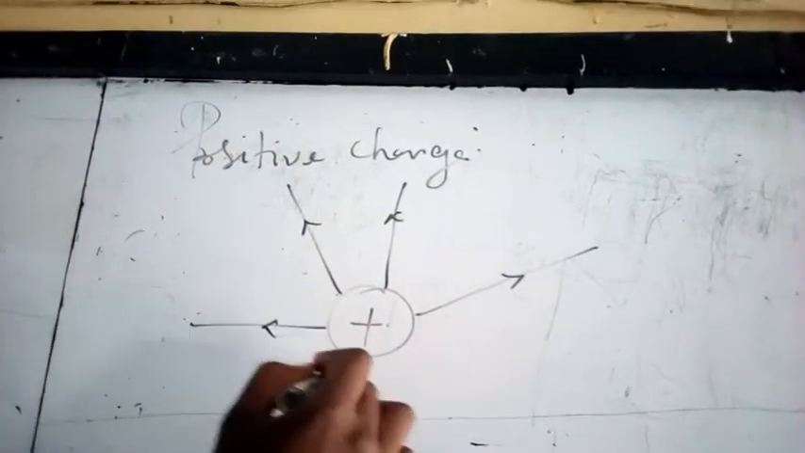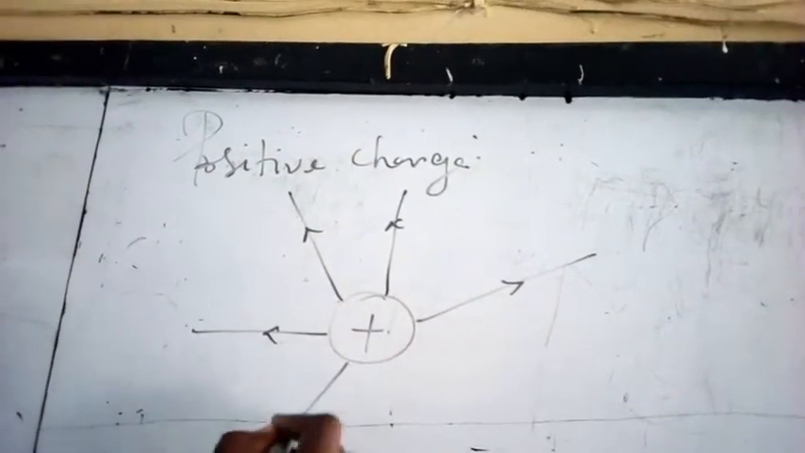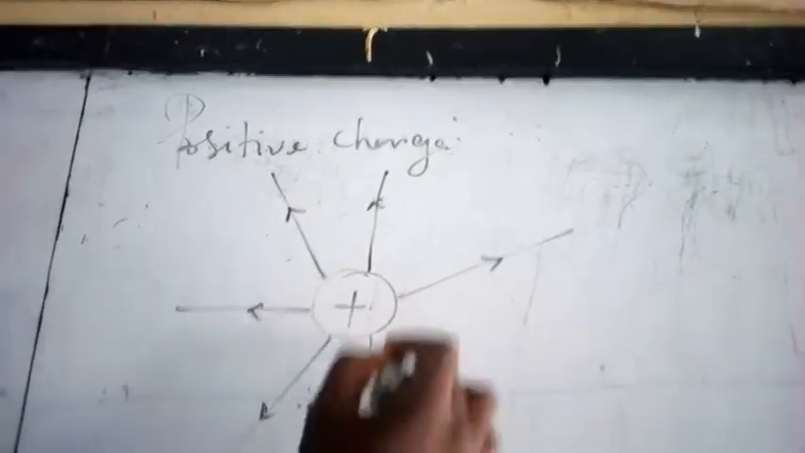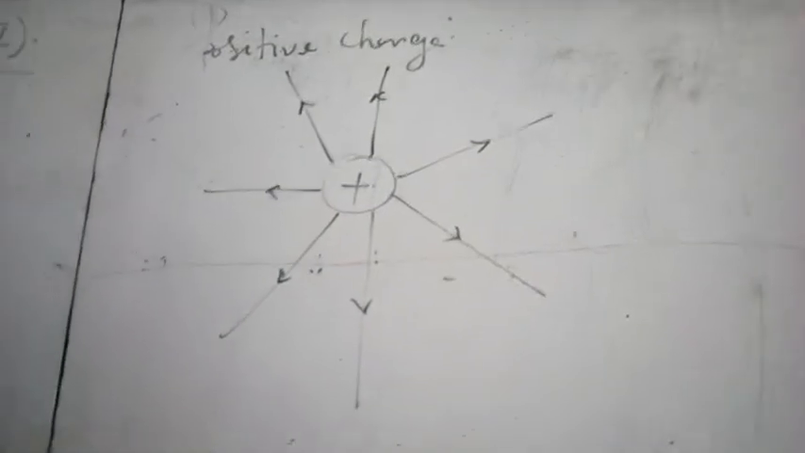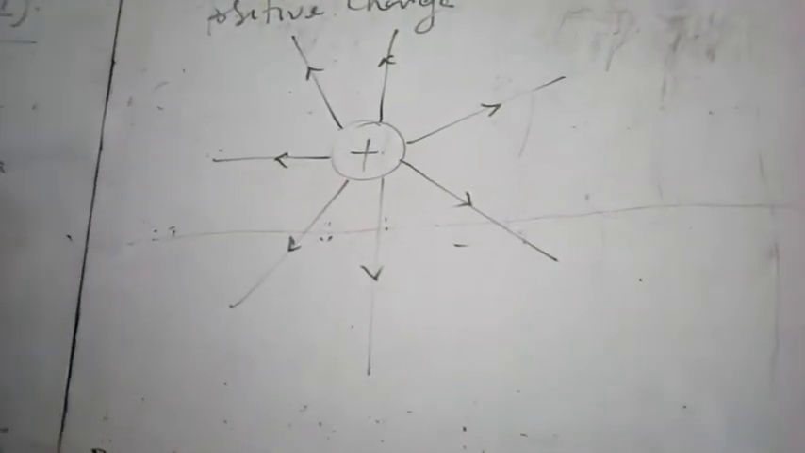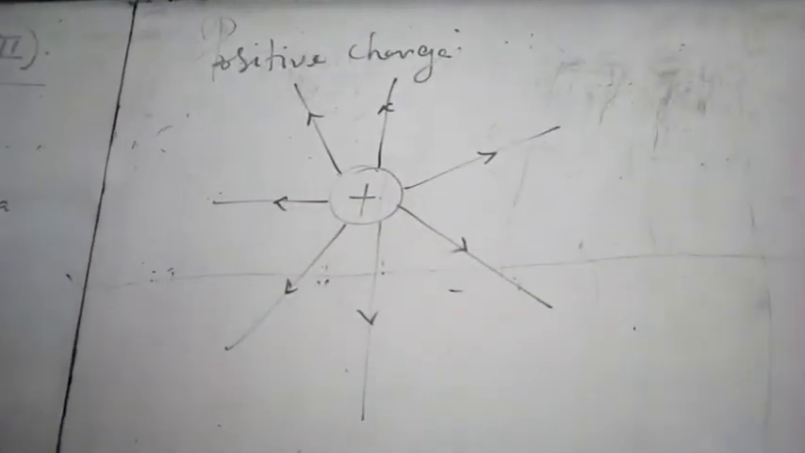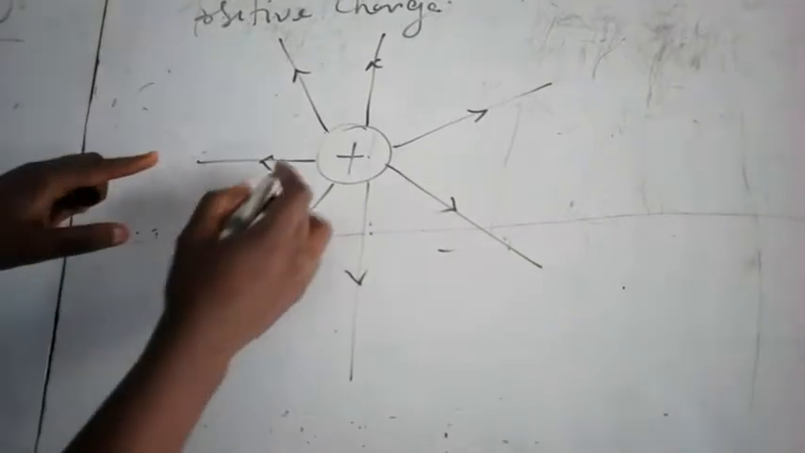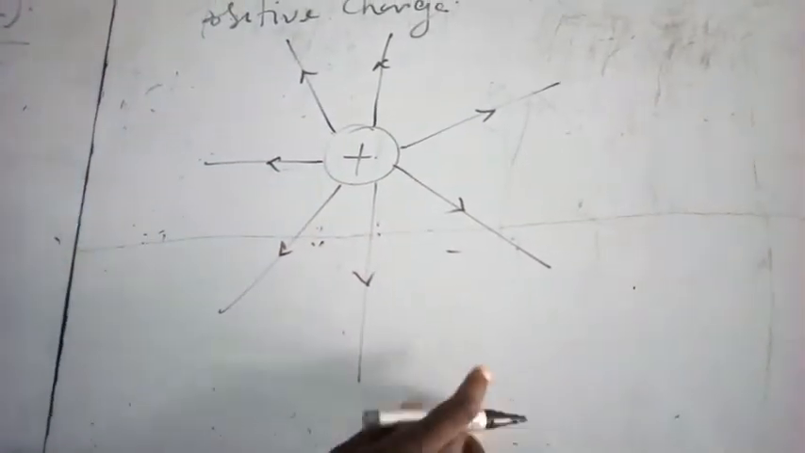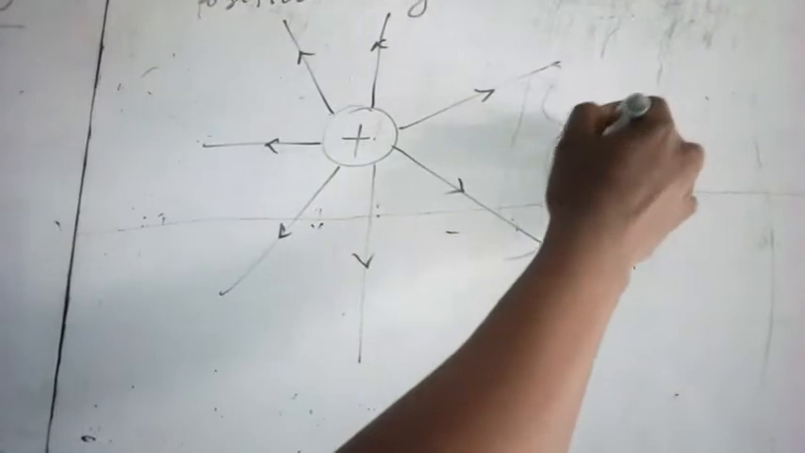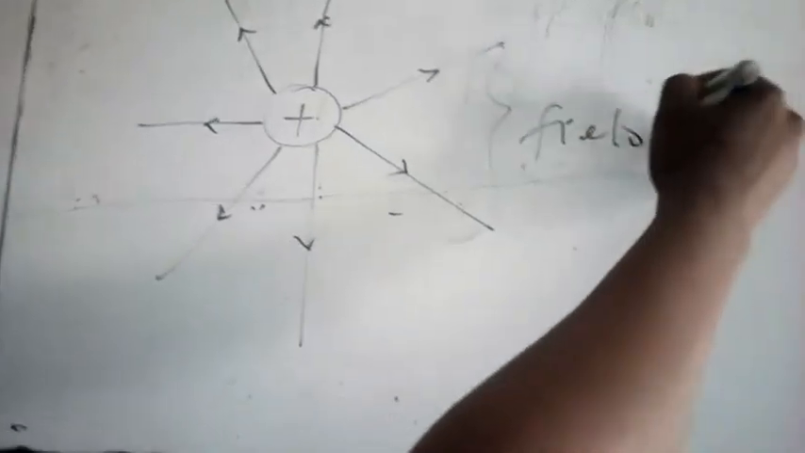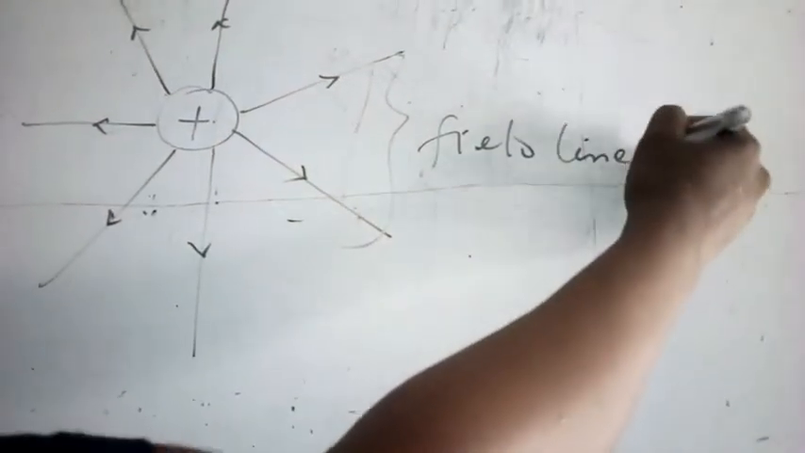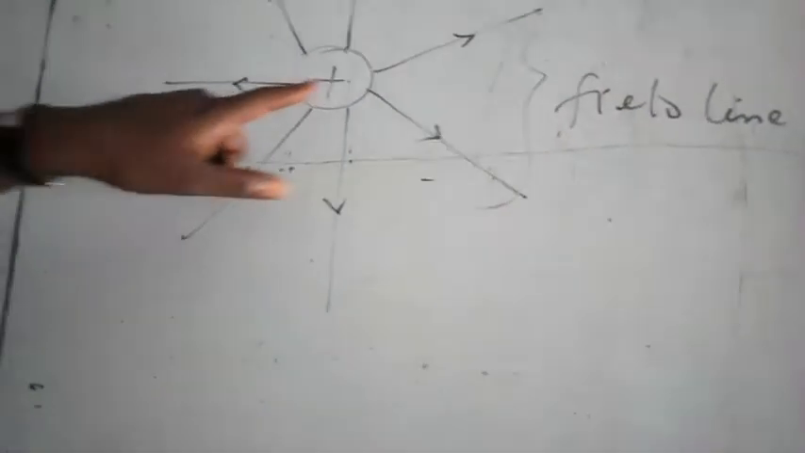Please, you need to note the arrows. The arrows are really necessary. As you can see, the arrows are going out. These lines are indicated as what? The field lines, or you can call them the electric field lines. And we have the charge, which is a positive charge.